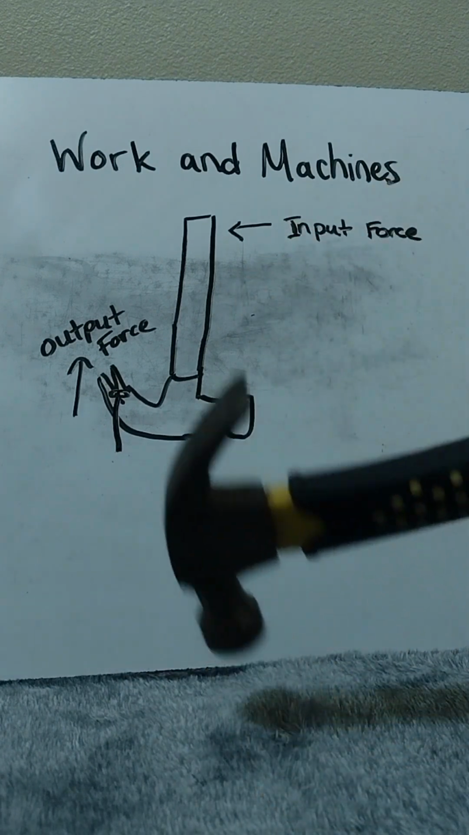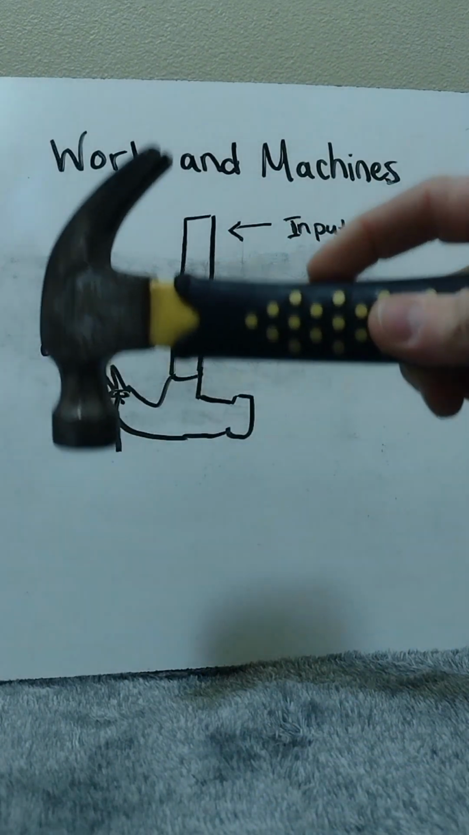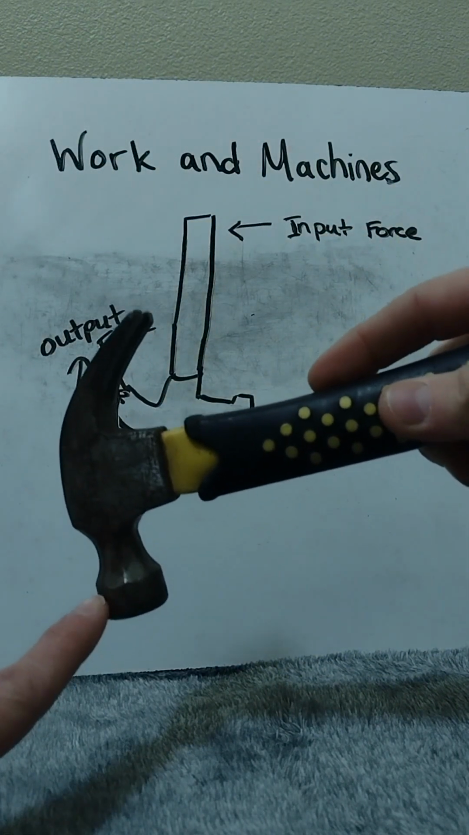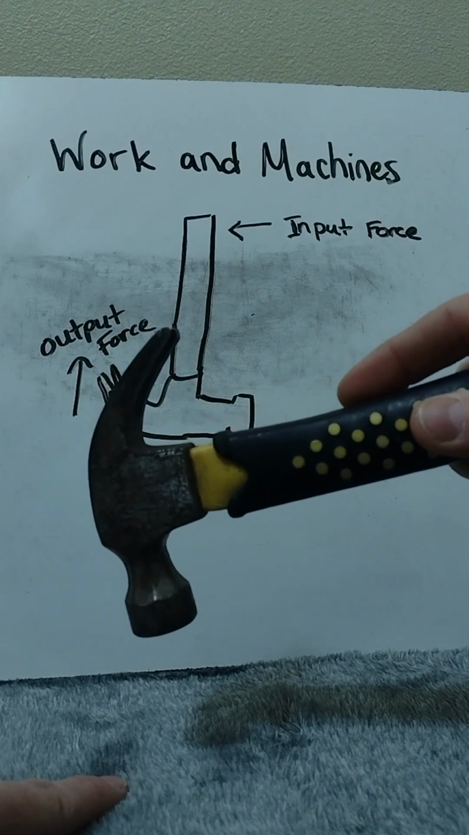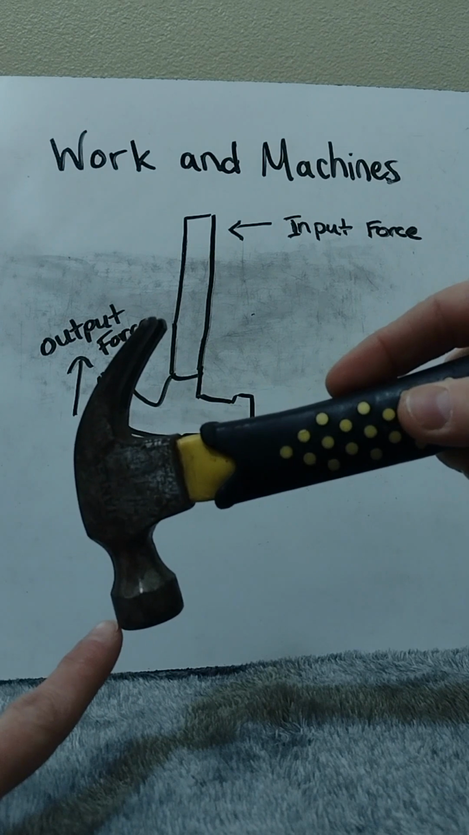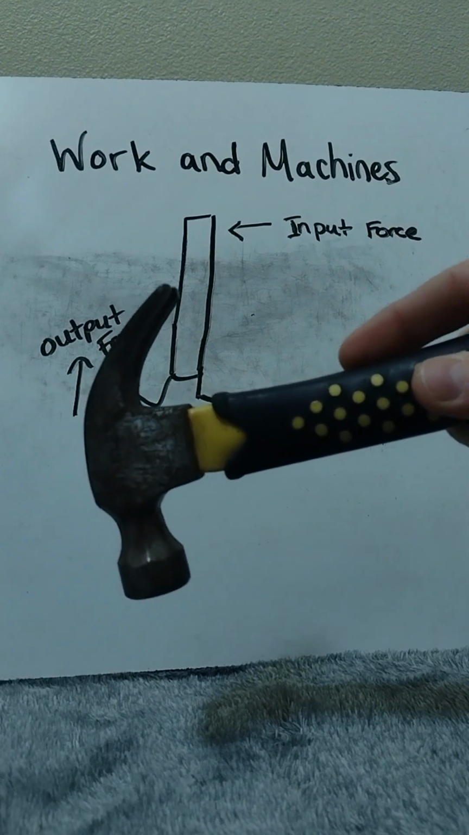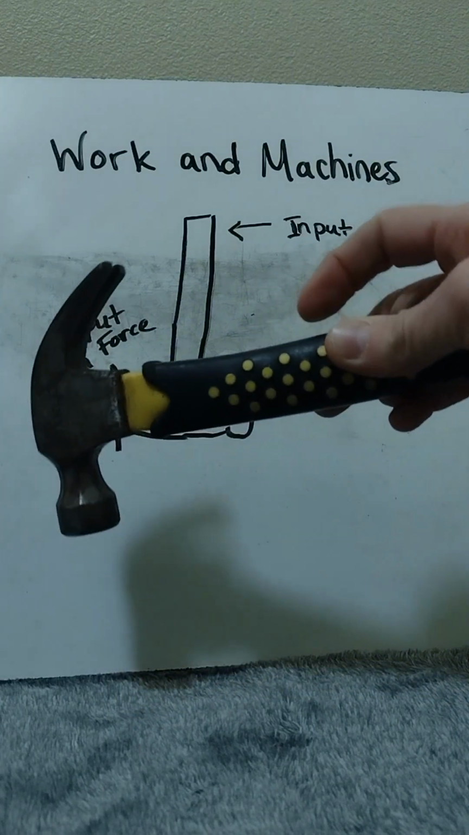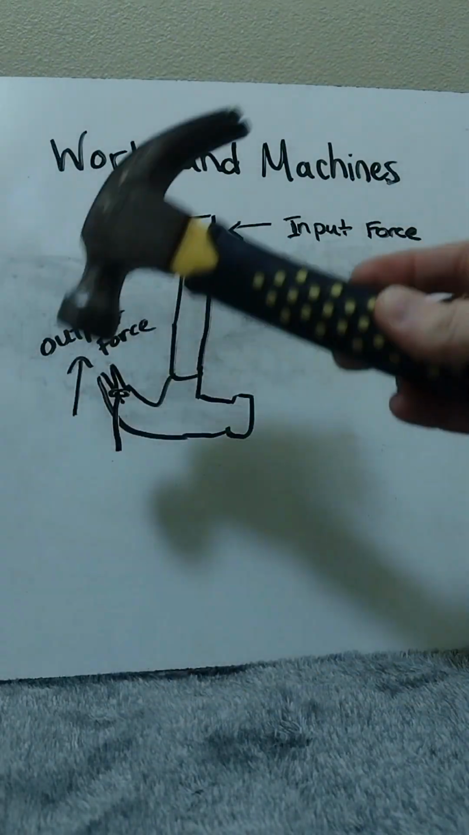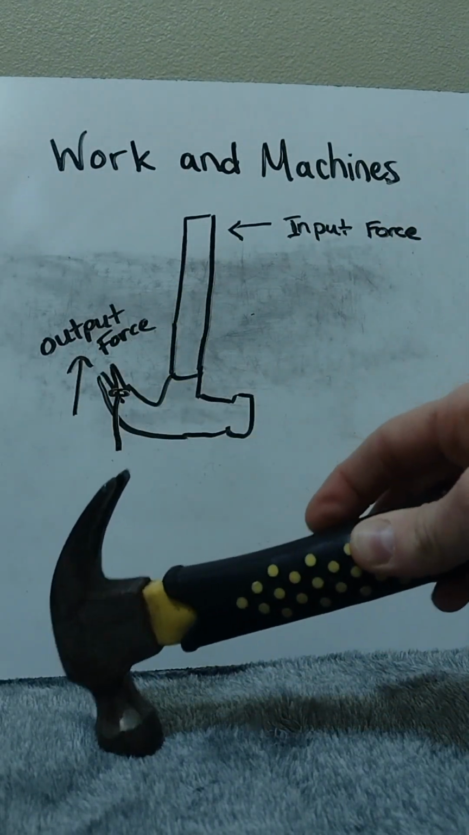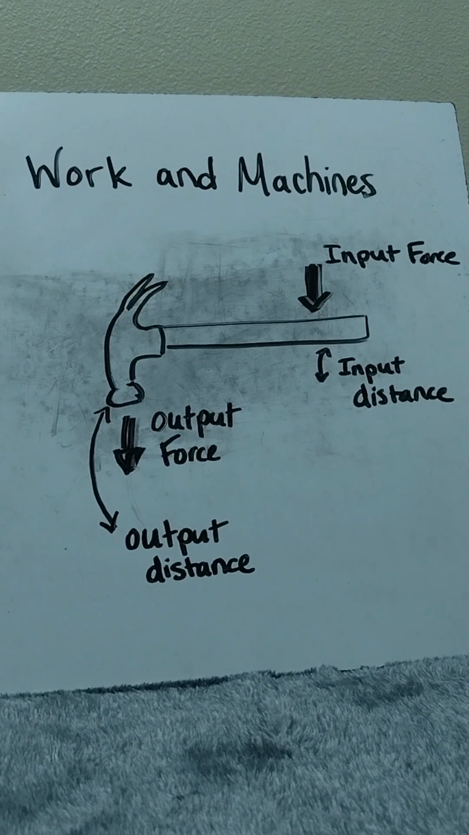And then if you have it this way, your input force is going down, and your output force is also going down to hammer the nail. So they're both going in the same direction, but your output distance is greater. So your input distance right here is shorter than your output distance out here, and you get a greater force on the nail, which allows you to do better work. These are what you're going to use for the upcoming equations.